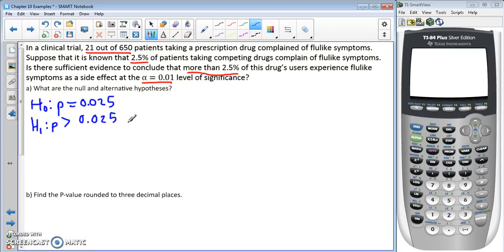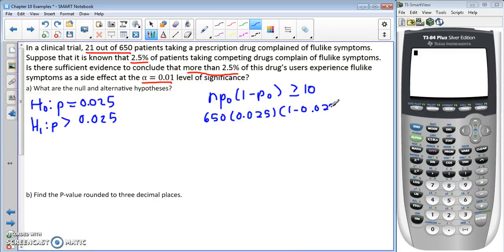So again, just to build a good habit, we want to make sure that we're checking our condition. So N times P naught times 1 minus P naught should be greater than or equal to 10. So N is 650, P naught is 0.025, and then times 1 minus 0.025.